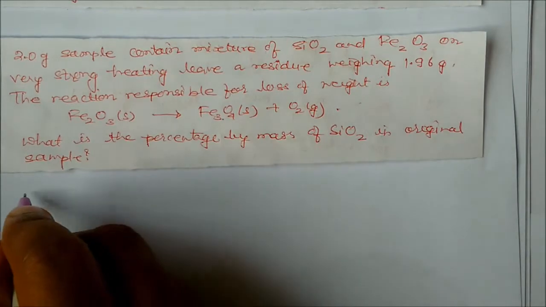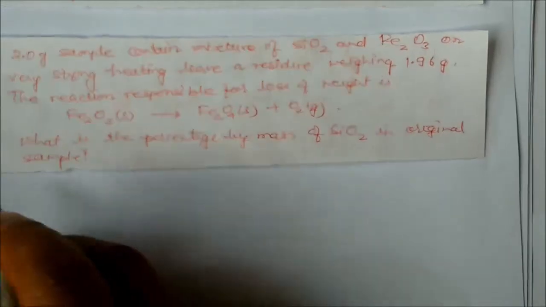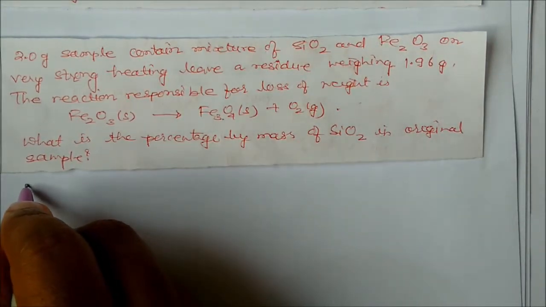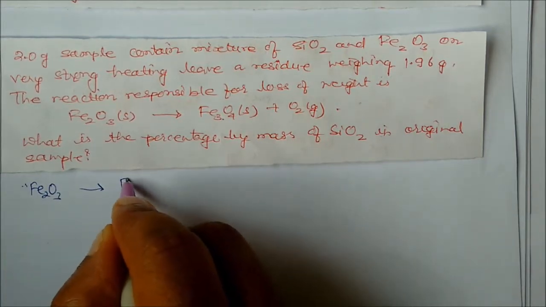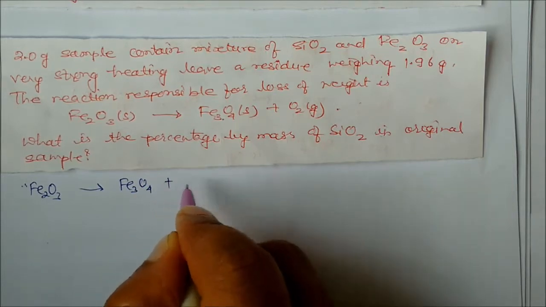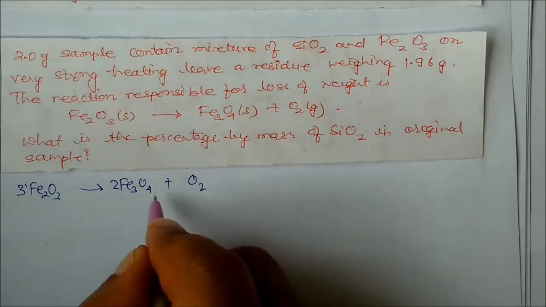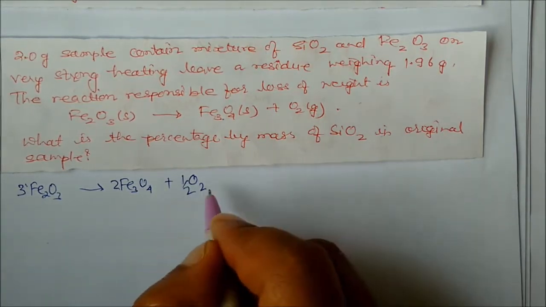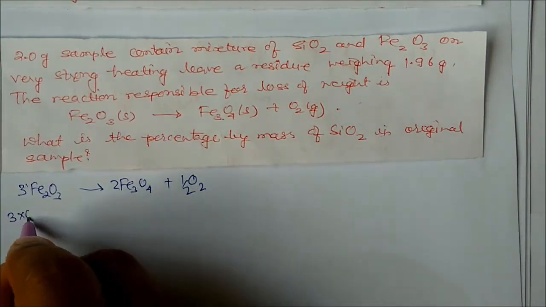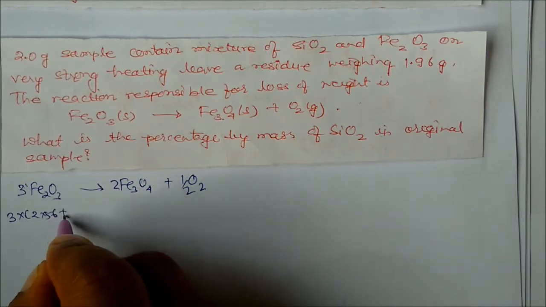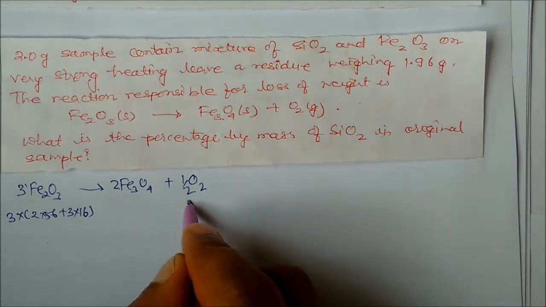So let us write this reaction. We have to find out how much weight is Fe2O3. The reaction is Fe2O3 on heating giving Fe3O4 plus oxygen. If you balance it, it will be 3 here, 2 here, and oxygen will be half. If you take the molar mass, it is 3 into 2 into 56 plus 3 into 16, and the molar mass of oxygen is 16 gram.